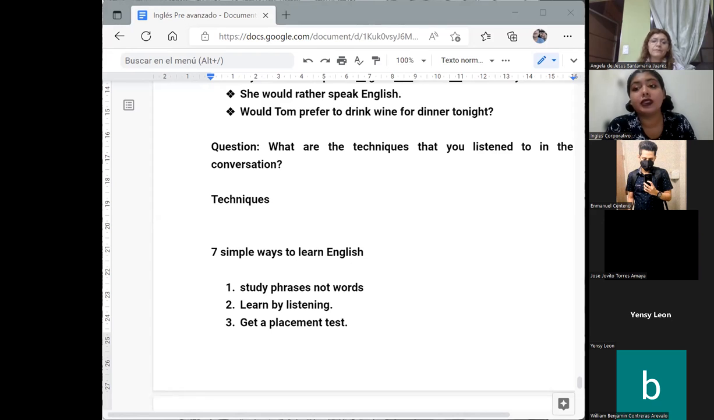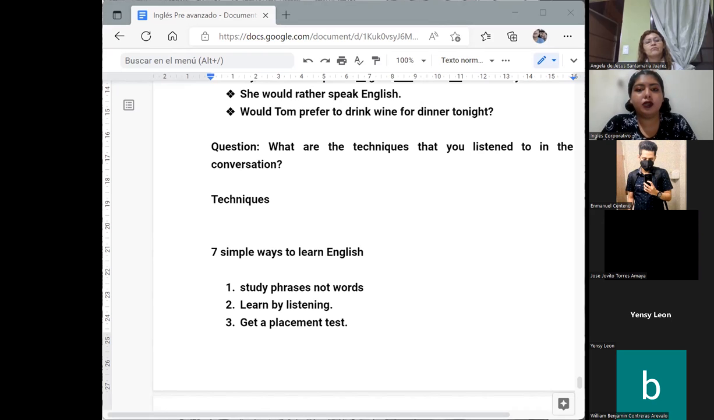Practice with other people. That is very, very important because you are listening, reading, and writing, but you also need to produce all the things that you are learning. And in that case, practicing with other people will help you with the pronunciation of the words, and also to feel confident of the way you are speaking.